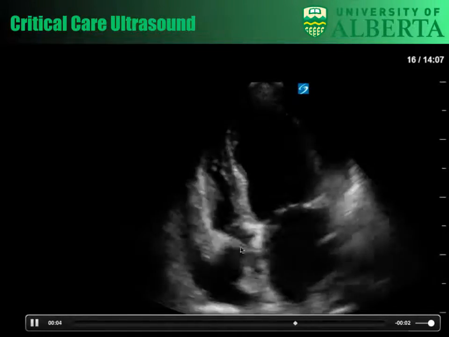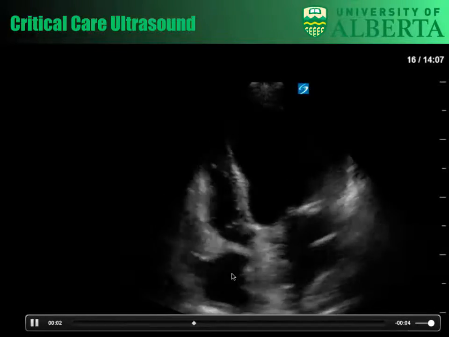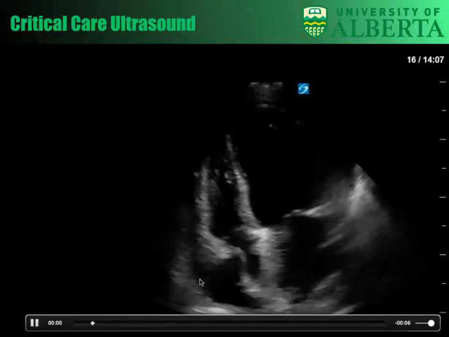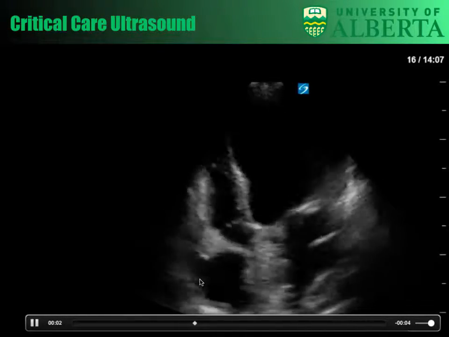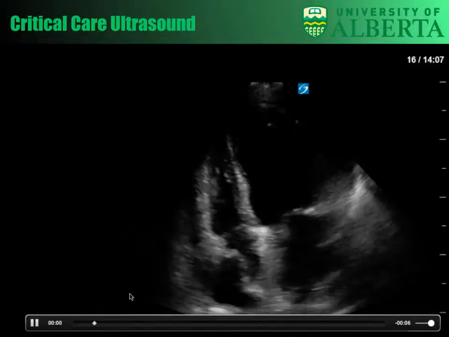Okay. Now we don't have an ECG waveform here, so it's hard to say when this is occurring. But if you look at the actual tricuspid valve, when the tricuspid valve opens, that's when you see the collapse. And again, the longer that collapse is during diastole, the more significant a finding it is for pericardial tamponade.